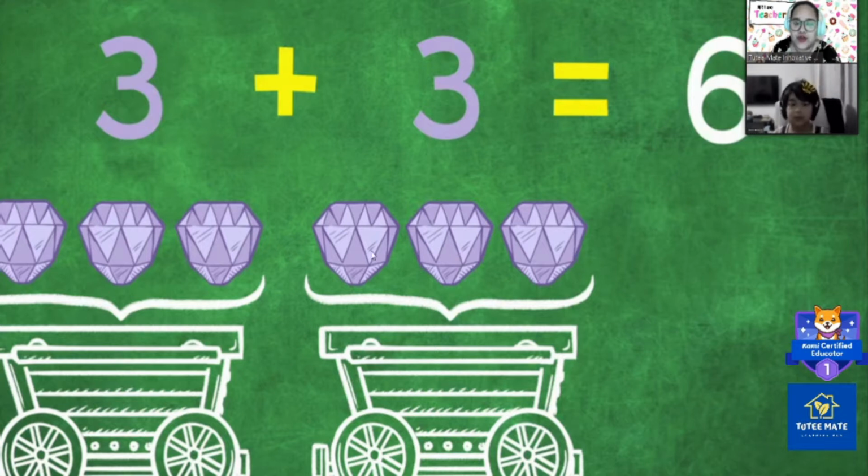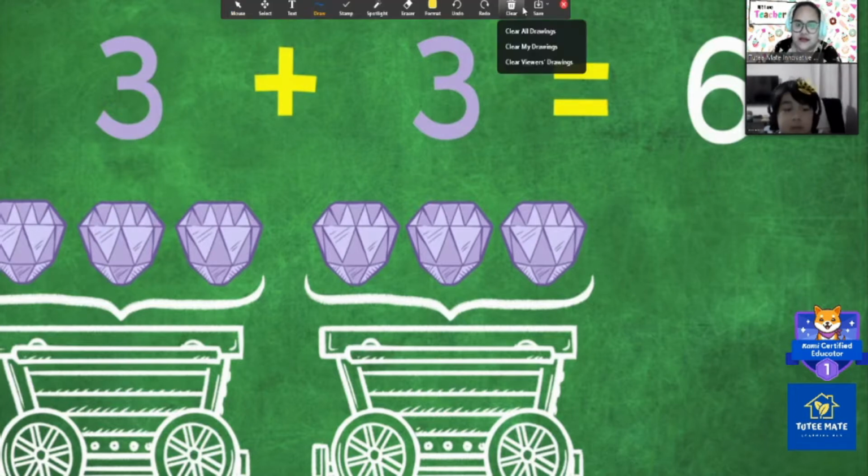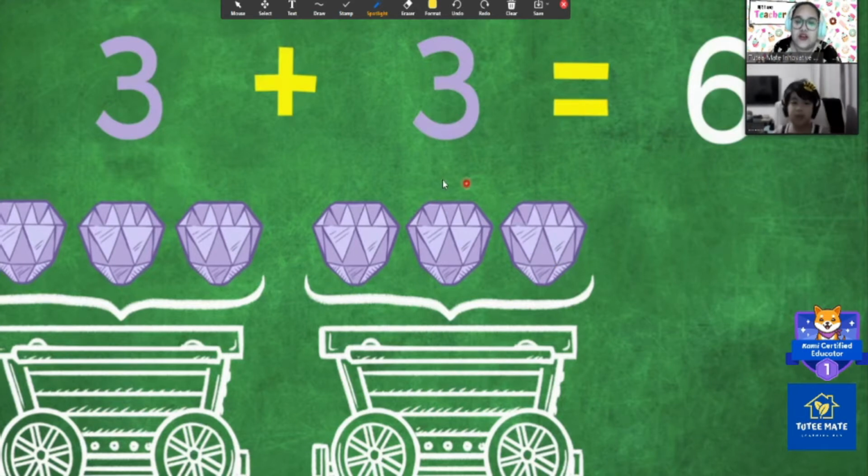Okay, so 3 plus 3 equals 6. So remember these two, this is the equation, right? So it is grouped into how many? 6 is shared into 2 groups. So this is how it looks like.